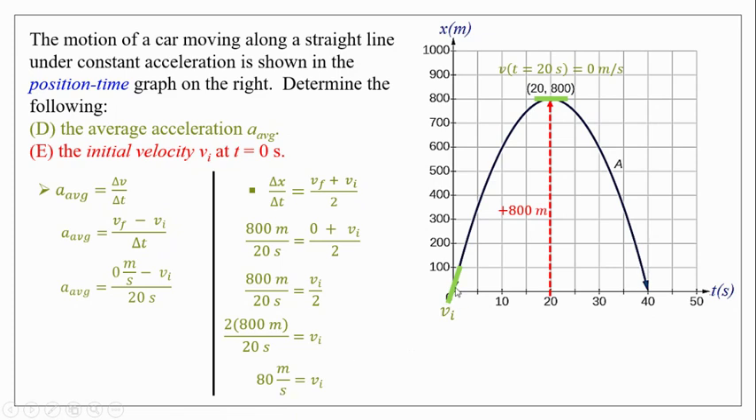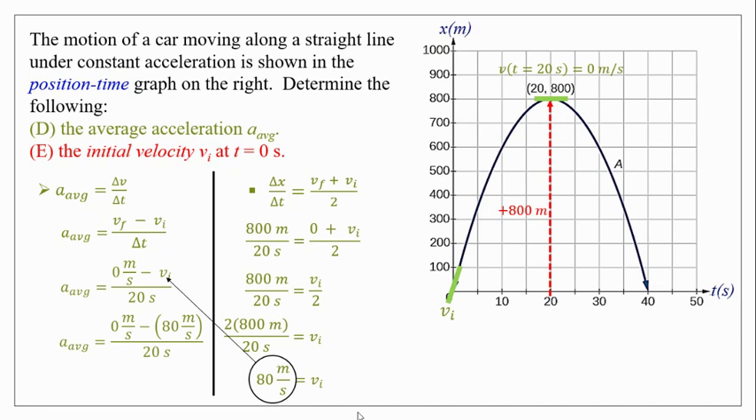So my Vi here is 80 meters per second, and I know it's positive because the slope here at the very beginning is a positive slope. So I can say Vi is positive 80 meters per second. But I'll leave the sign out when I'm doing my work. So once I know that Vi is 80, I can plug it in for Vi in the average acceleration equation. And once I do that, it really looks like this.